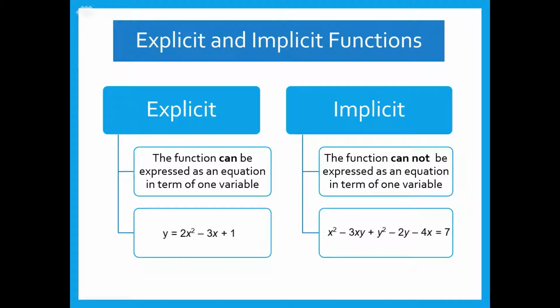As for implicit, the function cannot be expressed as an equation in terms of one variable. For example, x squared minus 3xy plus y squared minus 2y minus 4x equal to 7. Here, y cannot be represented in terms of x, so neither can x be represented in terms of y.